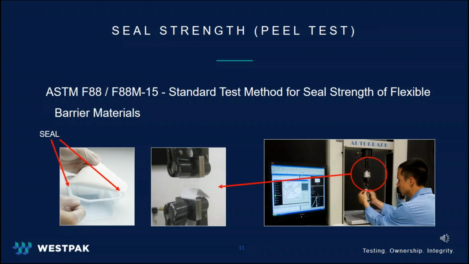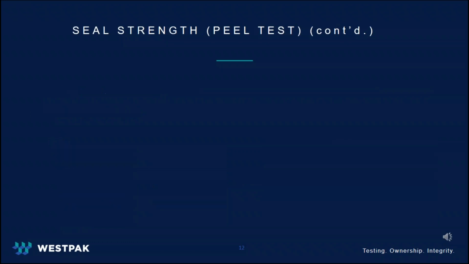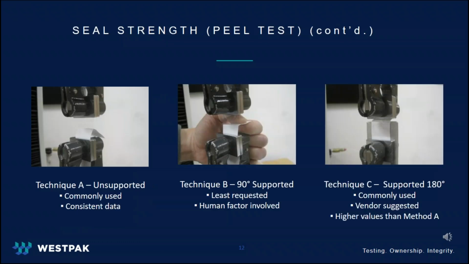Now let's talk about seal strength testing. Seal strength testing is conducted per ASTM F88 and is used to measure the strength of seals in flexible barrier materials. There are 3 different techniques for conducting the testing per the ASTM F88 standard. Technique A, unsupported. This is commonly used and gives consistent results. Technique B, which is supported at 90 degrees, introduces a human factor that can result in inconsistent results.